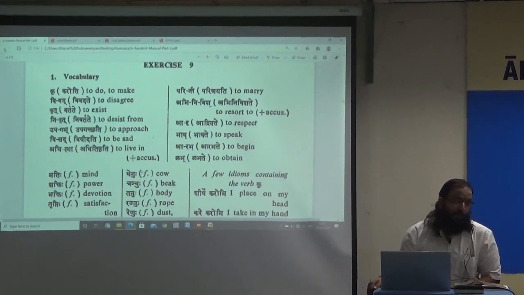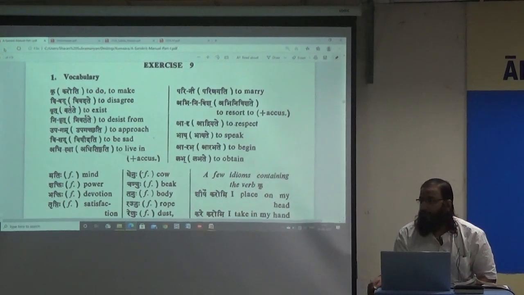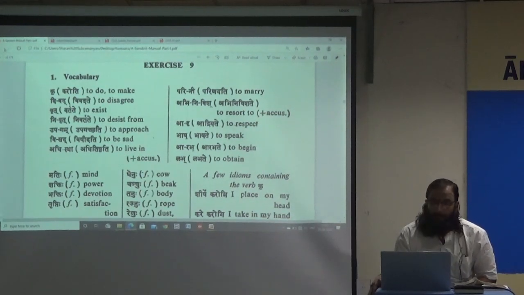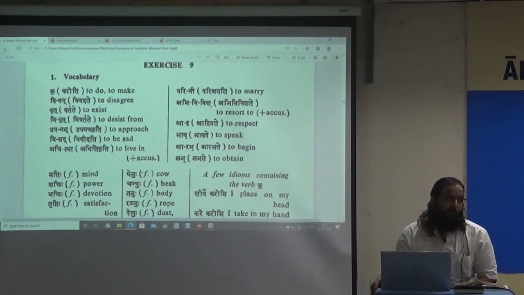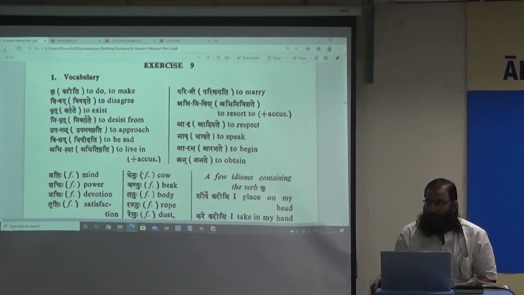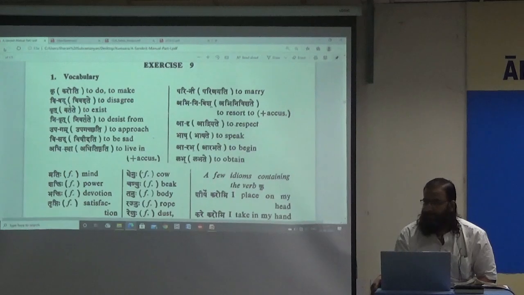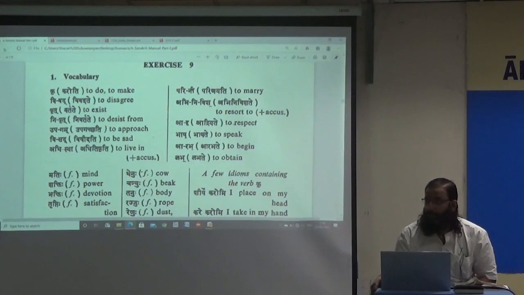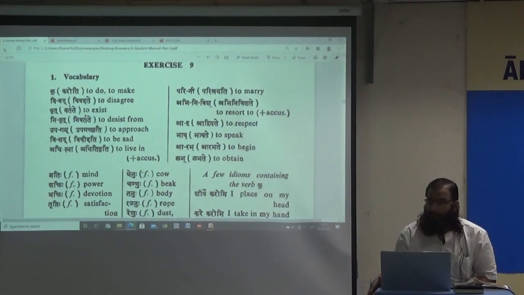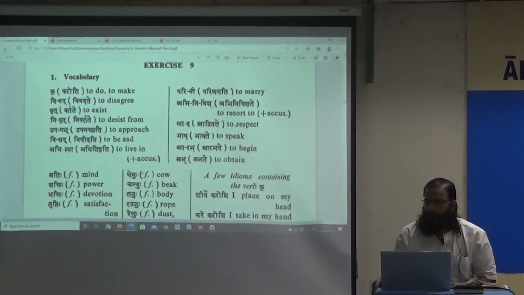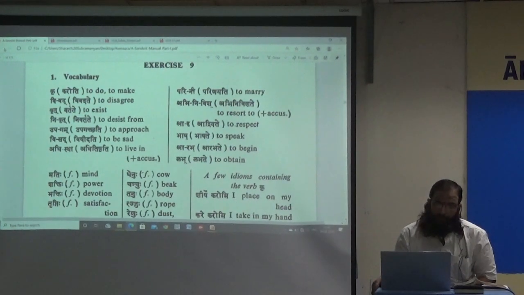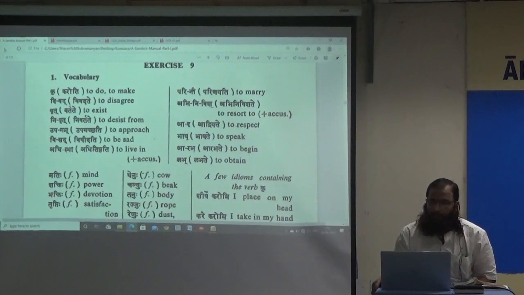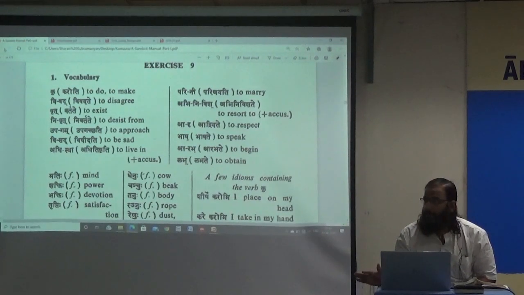How does ni, nakara, become murdhanya nakara? When does natvam happen? What is the nimitta for causing natvam? Repha or shakara. Pari upasarga, that's all. Pari alone cannot be in anything. Okay. Parinayati means to marry.